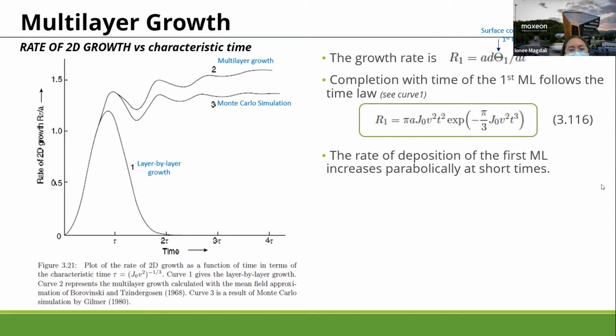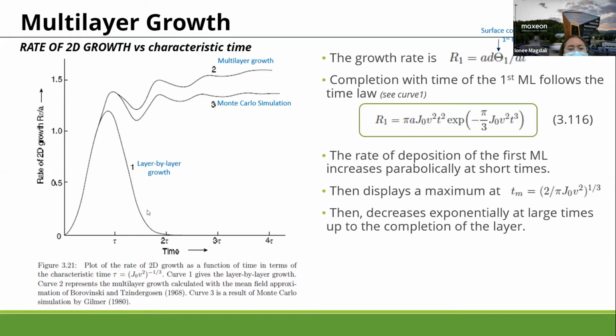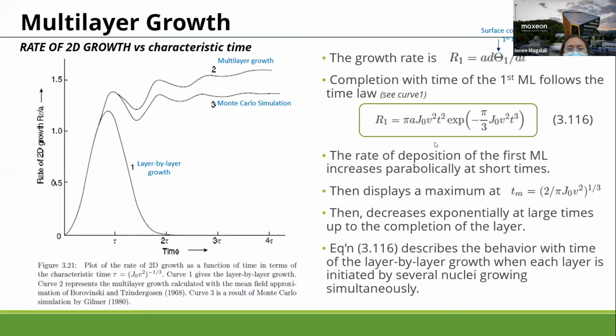The rate of deposition of the first monolayer increases parabolically at short time, given by this graph, and then displays a maximum at Tm, which is given by this equation, and then decreases exponentially at large times up to the completion of the layer. This equation 3.116 describes the behavior with time of the layer by layer growth when each layer is initiated by several nuclei growing simultaneously.